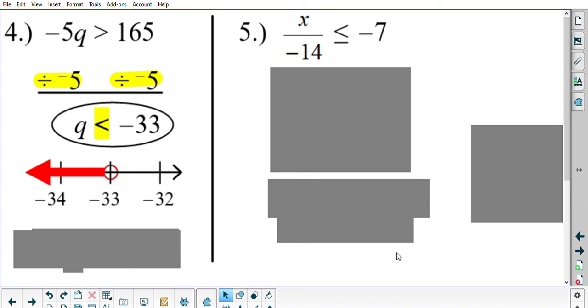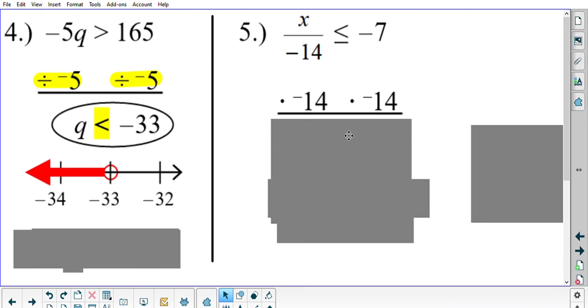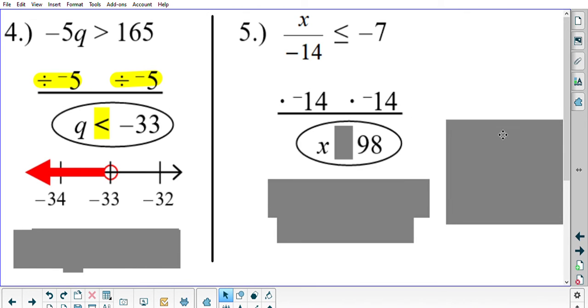Okay, I hope you already did 5, 6, and 7 on your own. Let's see how you did. Number 5, since the variable was being divided by the negative 14, we're going to do the inverse, which is to multiply by negative 14. So that's going to give you positive 98 because a negative times a negative is a positive.